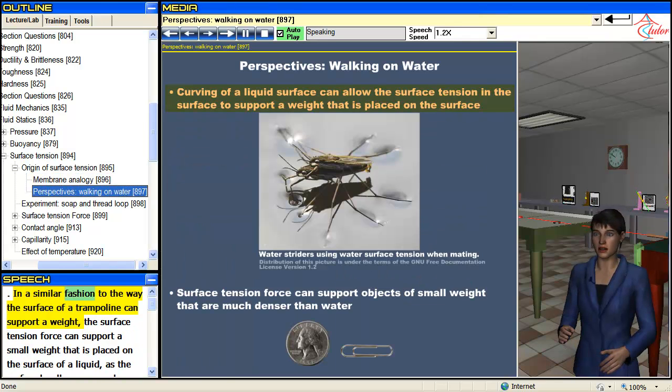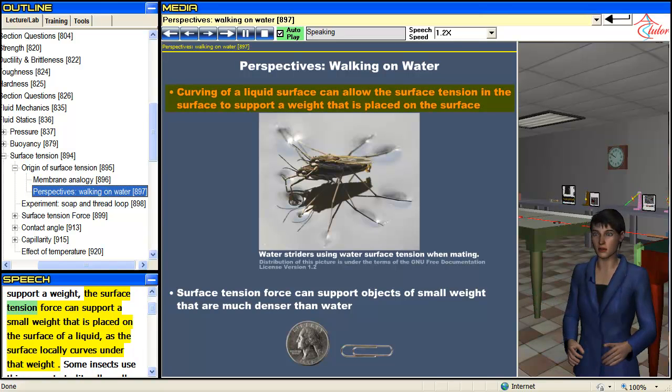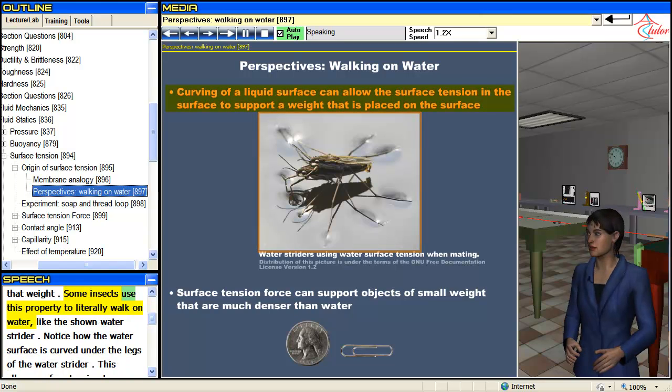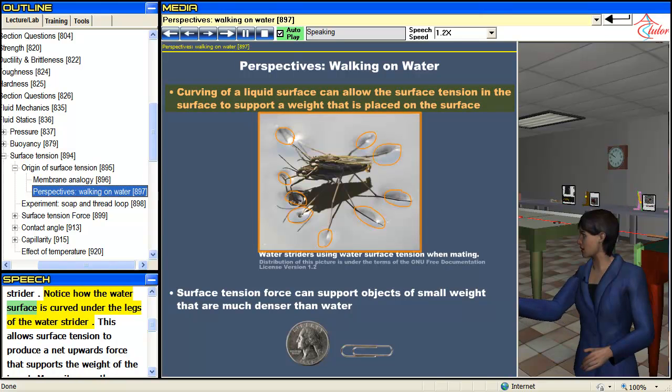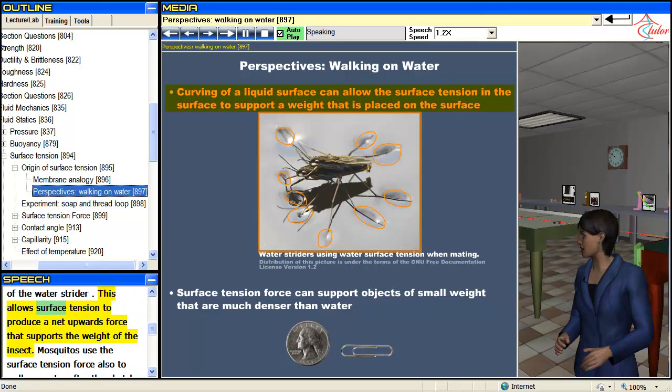In a similar fashion to the way the surface of a trampoline can support a weight, the surface tension force can support a small weight that is placed on the surface of a liquid, as the surface locally curves under that weight. Some insects use this property to literally walk on water, like the shown water strider. Notice how the water surface is curved under the legs of the water strider. This allows surface tension to produce a net upward force that supports the weight of the insect.